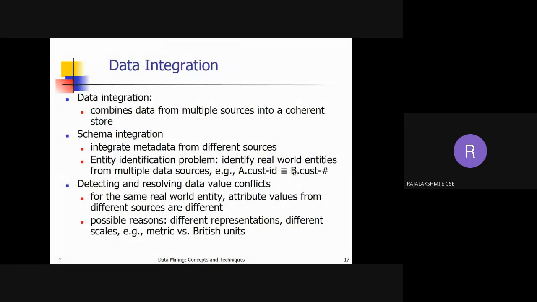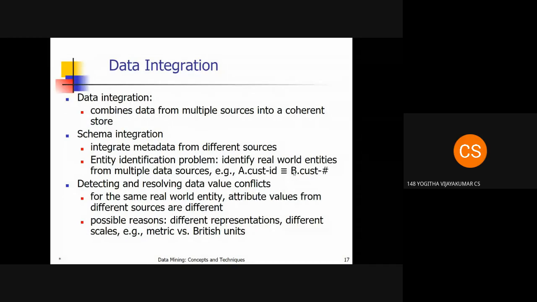Today we are going to see about this data integration. I told you, in data integration you are collecting the data from multiple sources. Therefore, some problems will arise. For example, a problem called schema integration, where you can observe the problem called the entity identification problem. What is this entity identification problem? What is an entity? The attribute is considered as an entity. Yes or no?